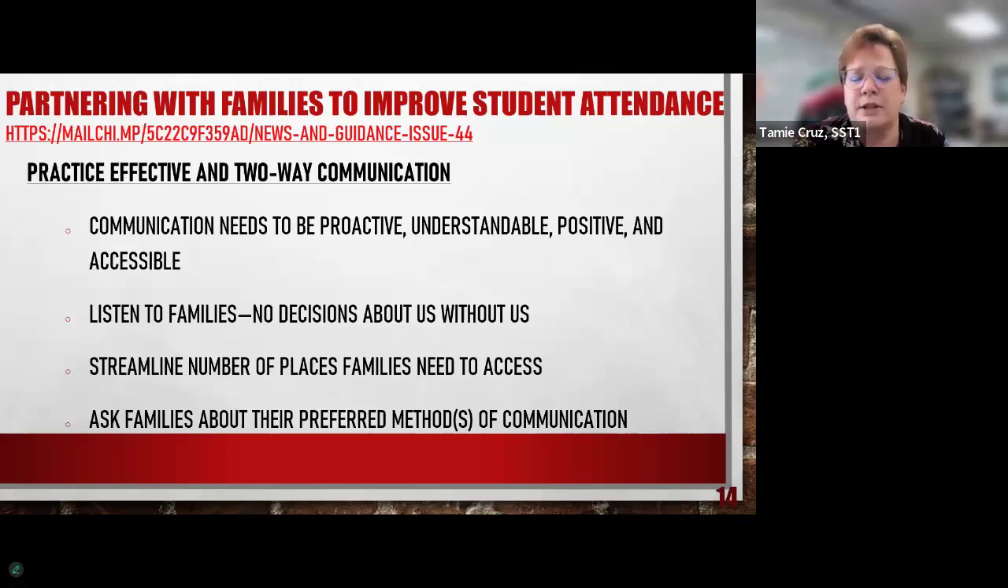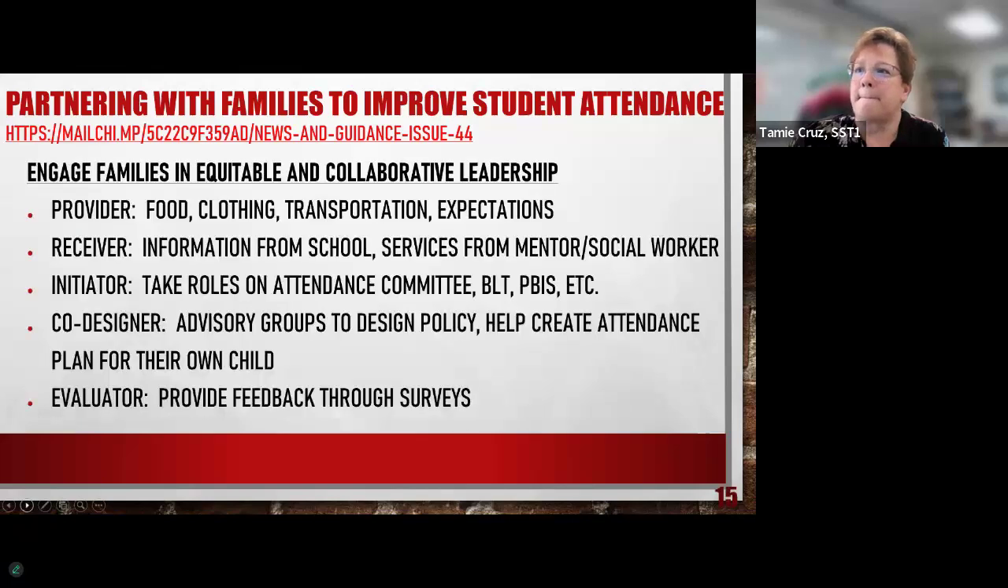And then asking families about their preferred method of communication. Is there an easier way? I will tell people it's easier if you email me versus call me. If you want me to call you, put that in the email, because I can check email in lots of different places versus my phone. I have to be in the office, or I have to have my work phone on in the evenings in order to get your calls. So ask what their preferred method is, so that you have the best chance of reaching them.